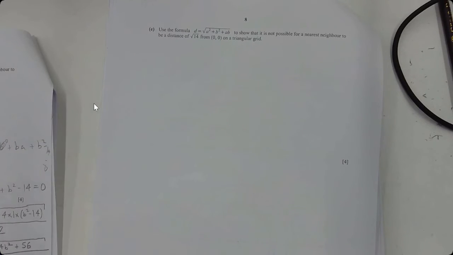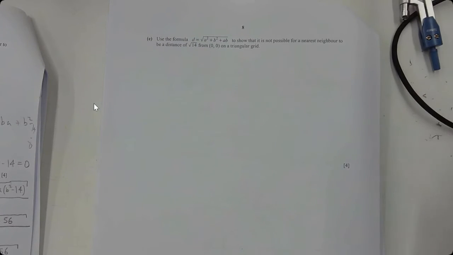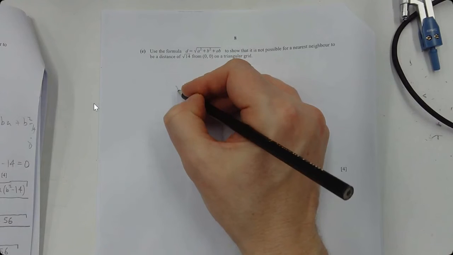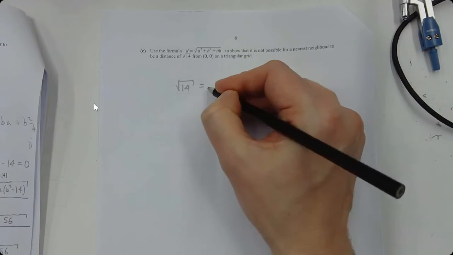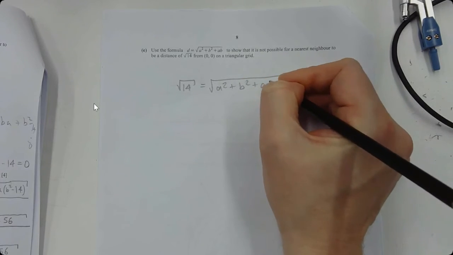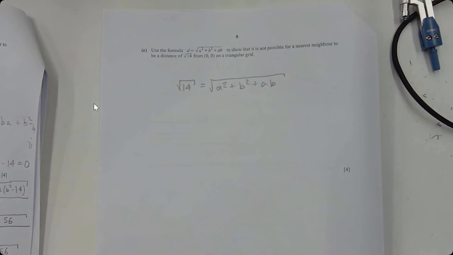Oh, yeah, this is a tricky one. Right, okay, and I think there are a few ways you could do this. This is the most logical one for me. So this was a really tricky question. Use the formula that we've just derived to show that it is not possible for a nearest neighbor to be a distance of root 14 from 0, 0 on the triangular grid. So we can set it up like this. Start should be fairly obvious. So there we go. The distance is root 14.